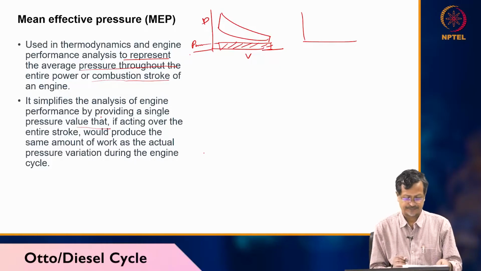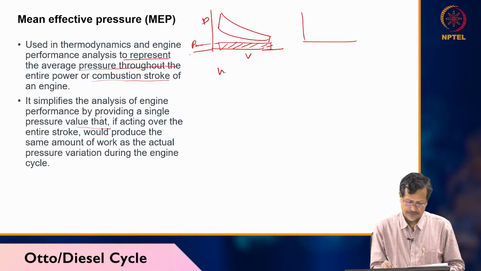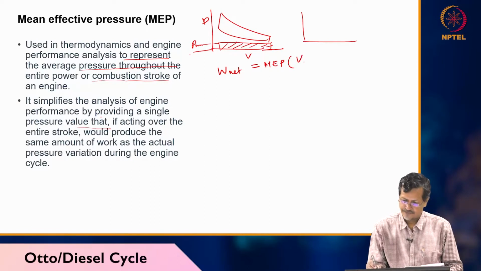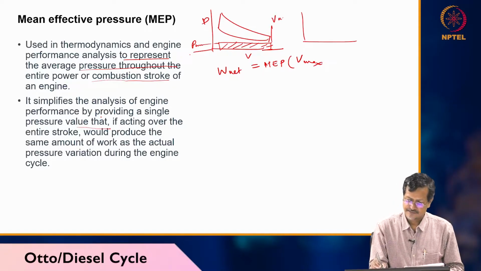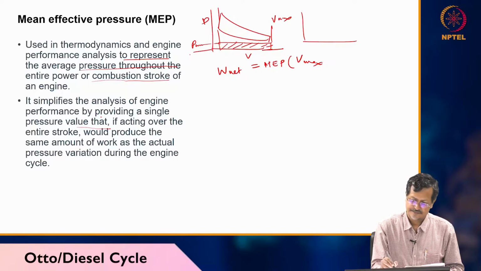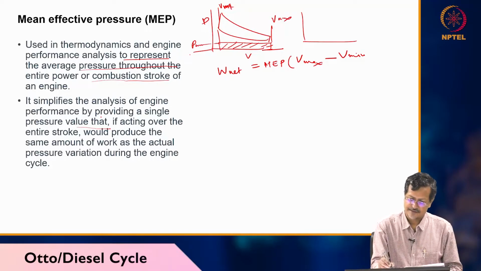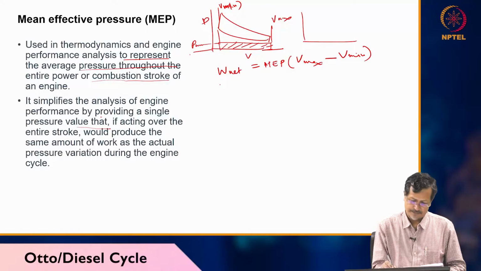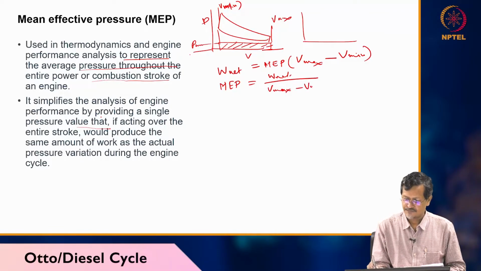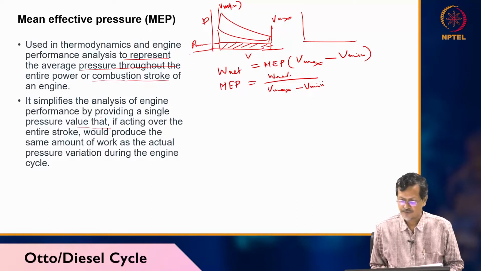So, this is the formula for this one. W net output power, MEP, this is V max, this is V min. So MEP equals W net divided by V max minus V min. Okay, this formula will be used later.